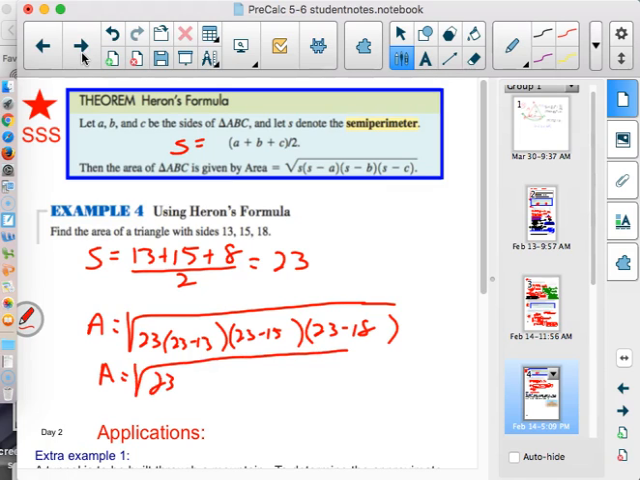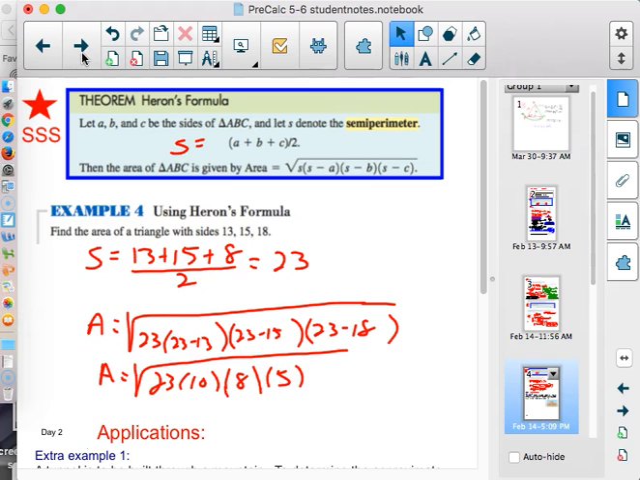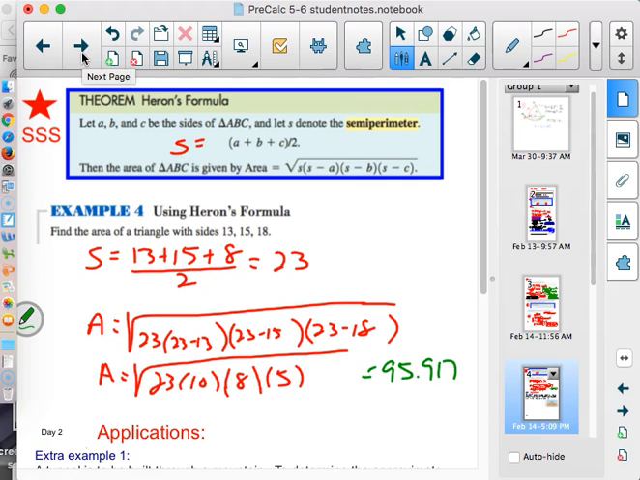And to me, it just makes sense to do the little bit of subtraction in there. Now, 23 minus 13 is going to be 10. 23 minus 15, 8. 23 minus 18, 5. Makes it a little bit easier to punch in. But I'm going to do all the multiplication first anyway, and then take the square root of that answer. So 95.917. And we did not get anything for units here, huh? So just square units.